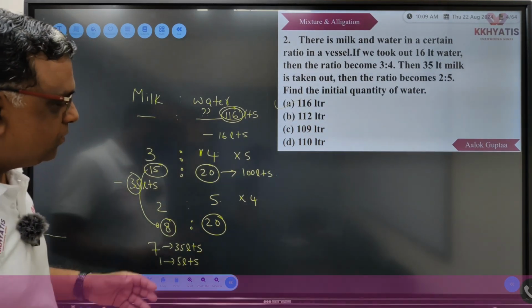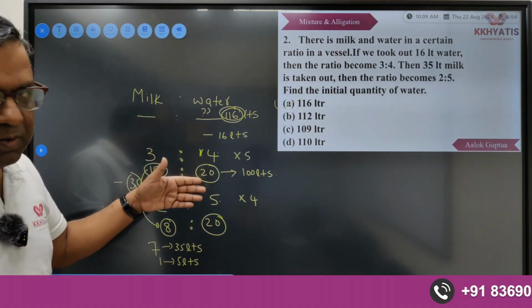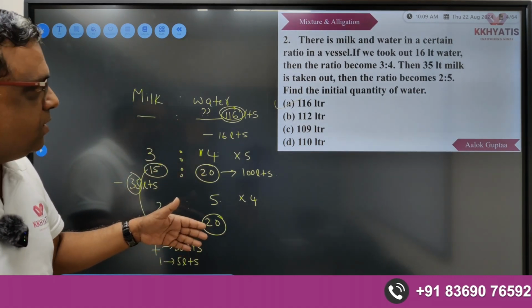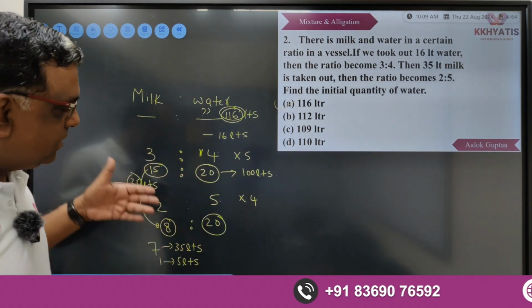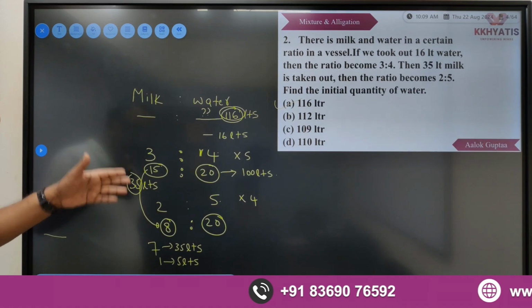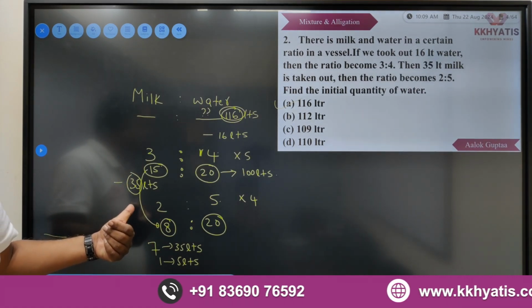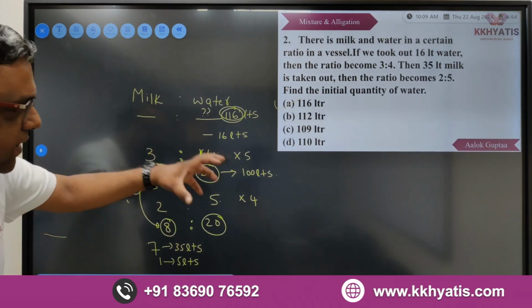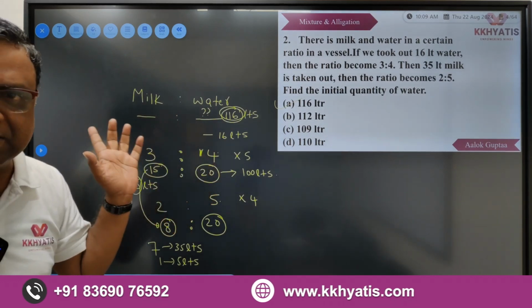Clear? So where did we take our clue from to solve this sum? That in the second scenario, the water quantity was same. So I made the ratio same. And when I made the ratio same, then I got the difference of the ratio which I related to the quantity of milk removed. And hence I could find the unitary value of the ratio. Then I can find everything that I've been asked in the sum.